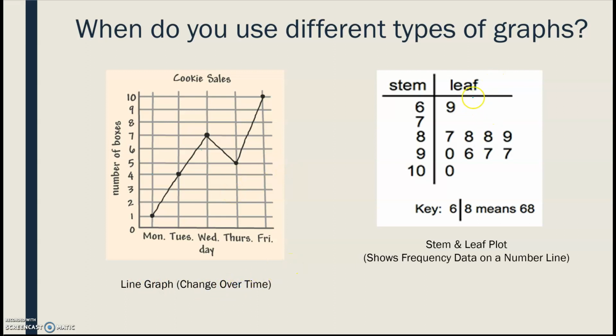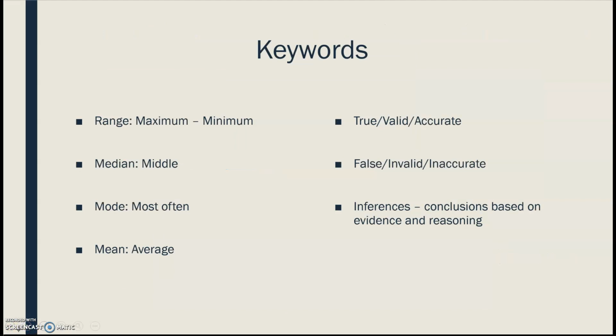And then your stem and leaf plot. Oopsies, sorry, I forgot to change this. A stem and leaf plot shows data that's grouped together. Like if I have a bunch of data in the 20s and 30s, the 6 and the 9 means 69, or the 6 and the 8 means 68. Okay, so those are the types of graphs that you need to know for your unit test.